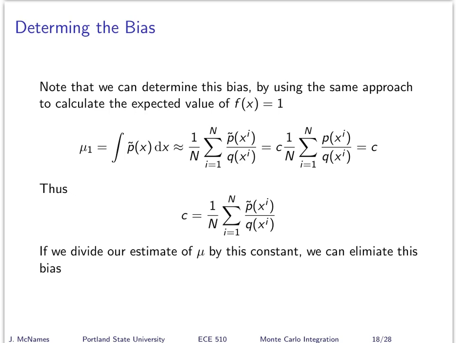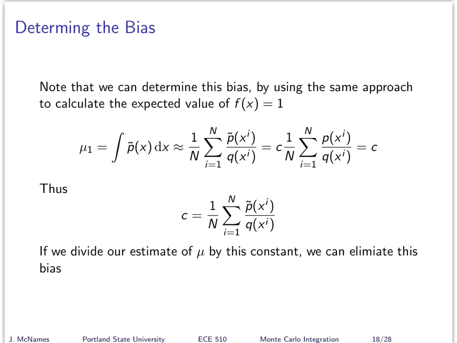So we use a trick, and it's a clever trick. I like this one. It's not just sort of a sleight of hand. It's a reasonable thing to do. We can figure out the bias by taking the expected value of the function 1, using the same math, the same approach. We know that the expected value of 1 should be 1 if we've got a proper PDF. And so if we say, okay, what's the mean of 1 using p tilde? And we go through the same math.